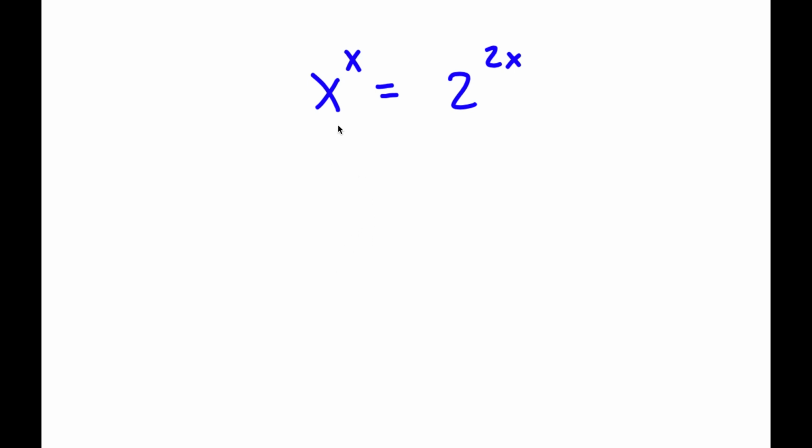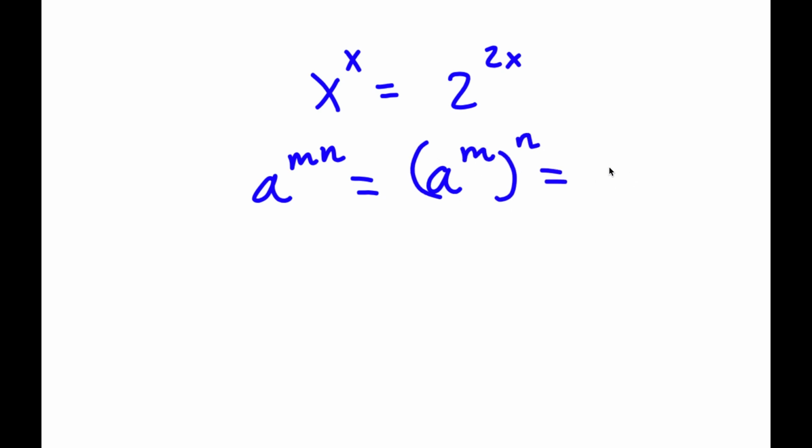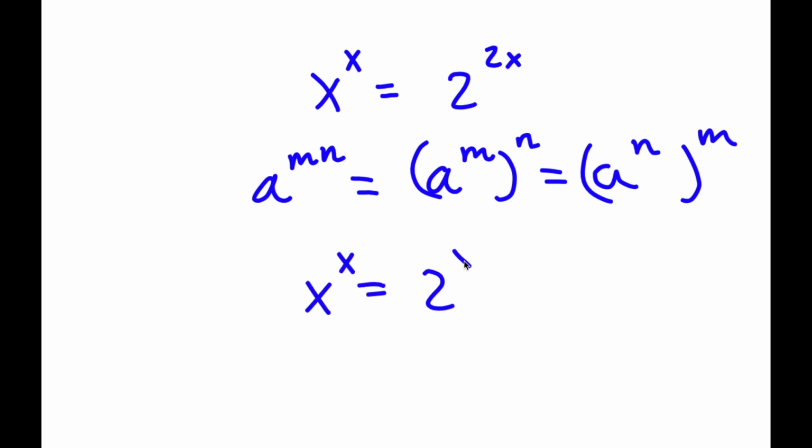Alright, so I have x to the power of x is equal to 2 to the power of 2x. So to solve this problem, first off, if I have something in the form a to the power of m times n, this is simply equal to a to the power of m to the power of n, or also equal to a to the power of n to the power of m. So in this case, I have 2 to the power of 2x, and I'm going to rewrite that as 2 to the power of x to the power of 2.